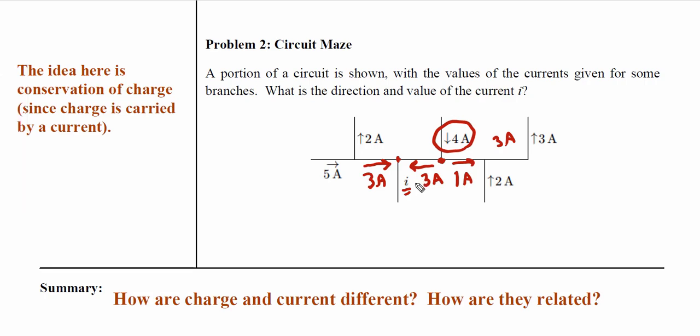Now that all of this has been solved, we have the 3 amp and the 3 amp combined at this junction point right here to give us a total of 6 amps. And these 6 amps are going to be going in a direction downward.